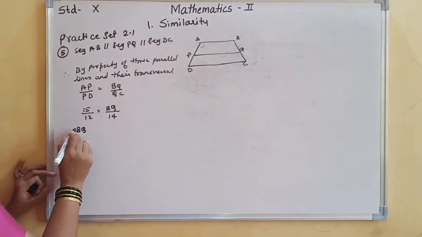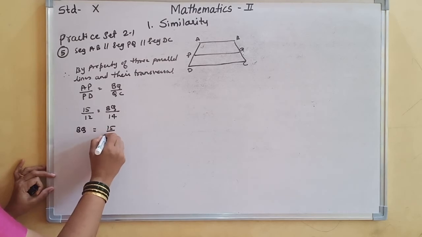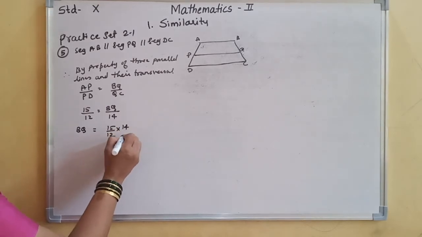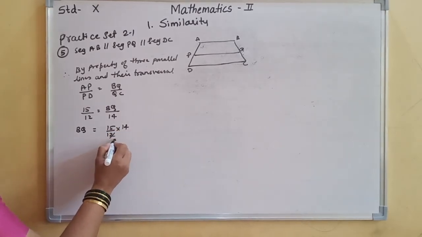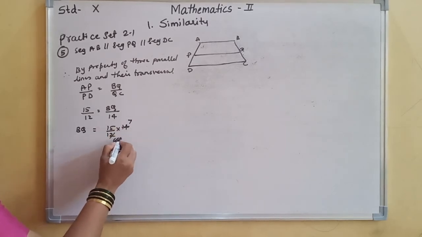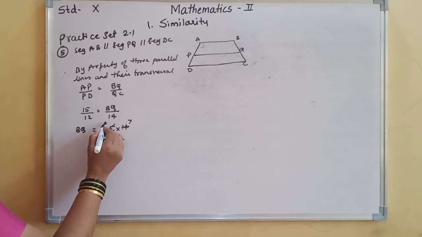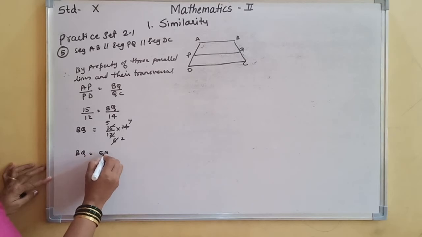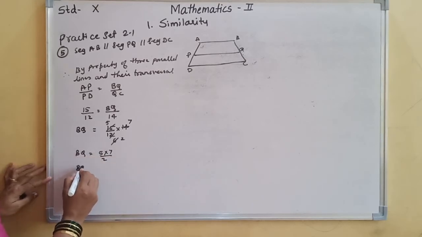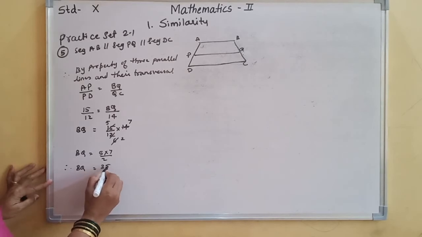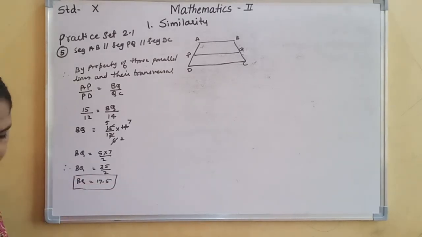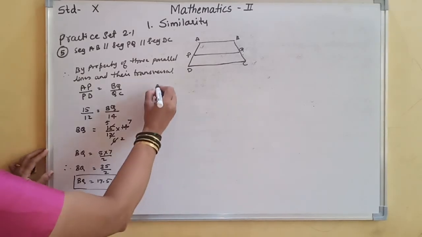So BQ is equal to 15 upon 12 into 14. Means 2 sixes are 12 and 2 sevens are 14. 3 twos are 6 and 3 fives are 15. So BQ is equal to 5 into 7 upon 2. Therefore BQ is equal to 35 upon 2, means BQ is equal to 17.5. Okay, it is 17.5.